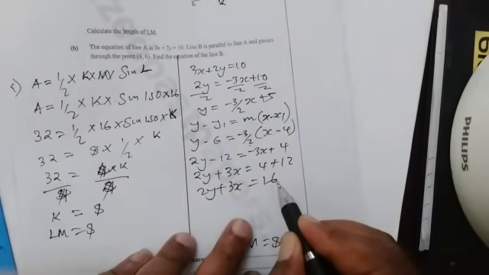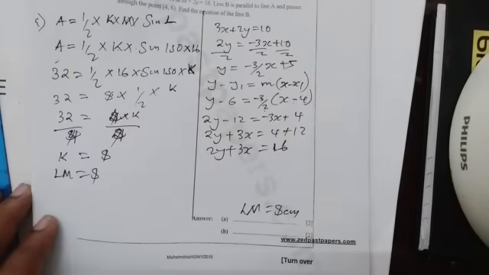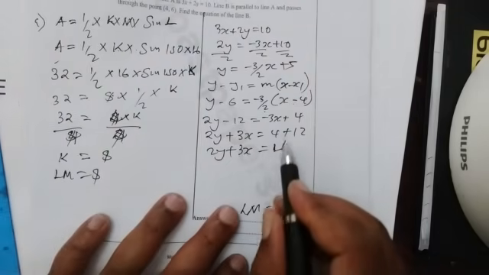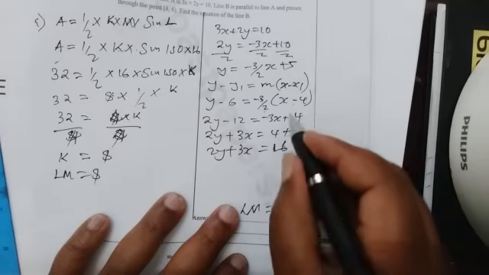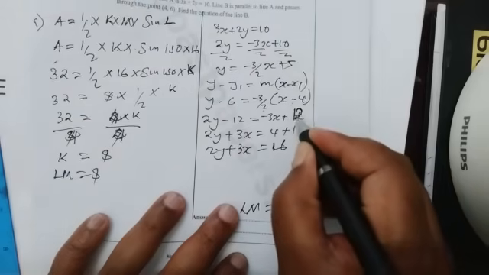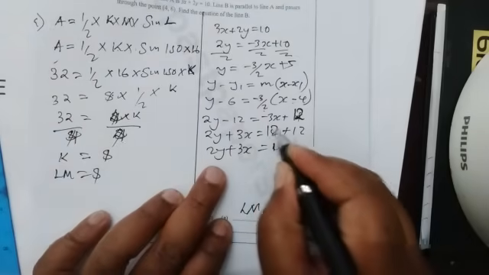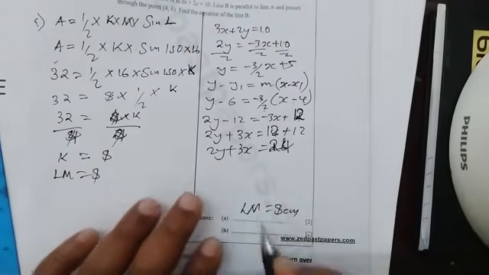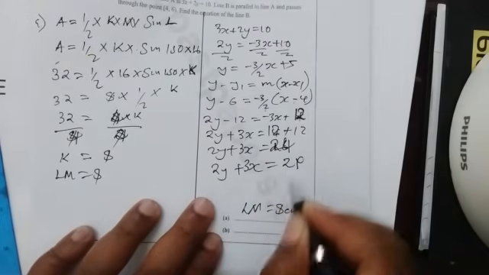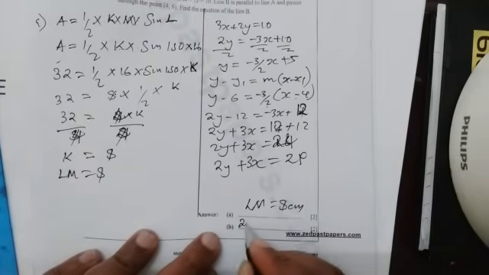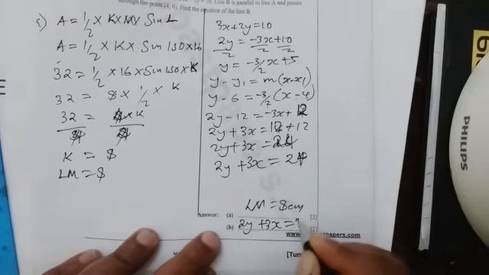Take note here. I think you were a bit quick. This by that is supposed to be 12 here. So this again is to be 12 and this will be 24. So the equation is supposed to be 2y plus 3x is equal to 24. So you come out right here, 2y plus 3x is equal to 24.